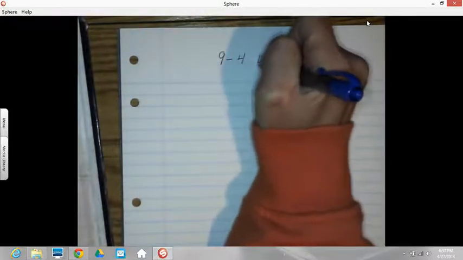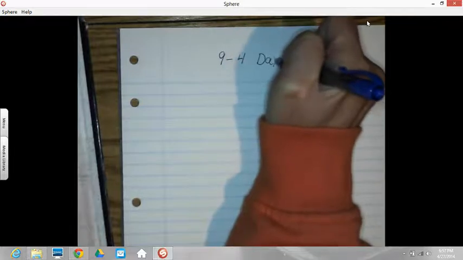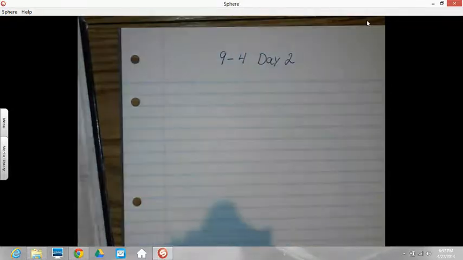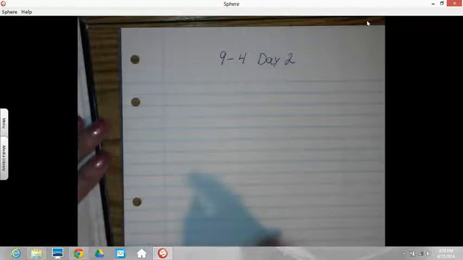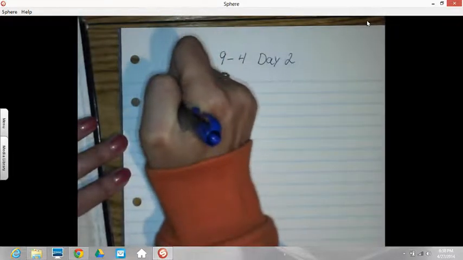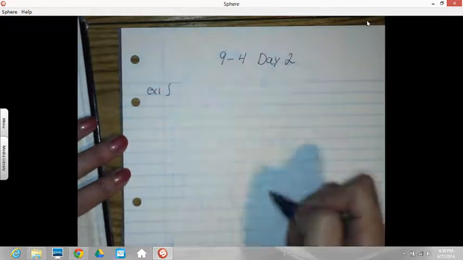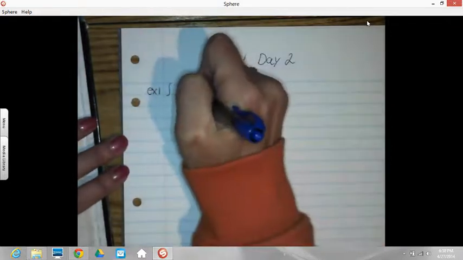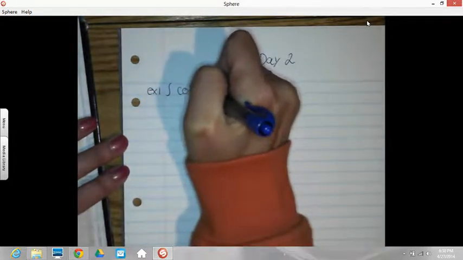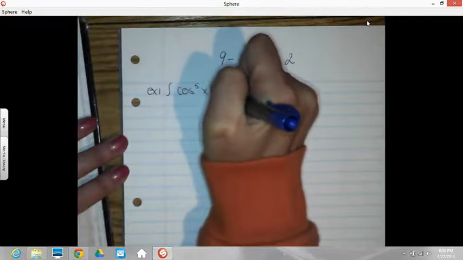Today we're going to actually use those formulas you came up with yesterday, so hopefully you got them right. Day 2: using the formulas to fully integrate. It's just repeated use of those reduction formulas until you're down to something you can integrate. Two examples today. We're looking at integrating cosine to the 5th x dx fully.